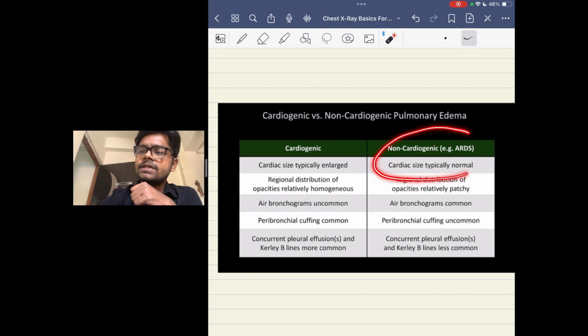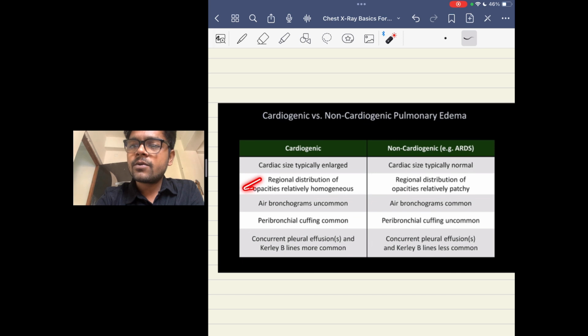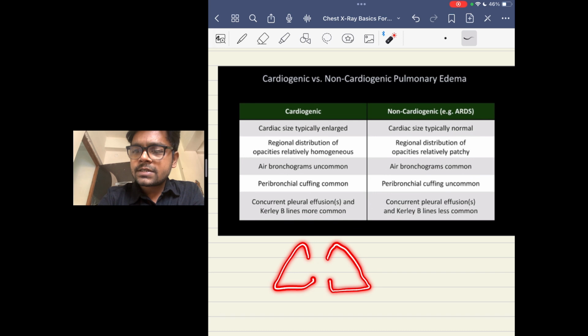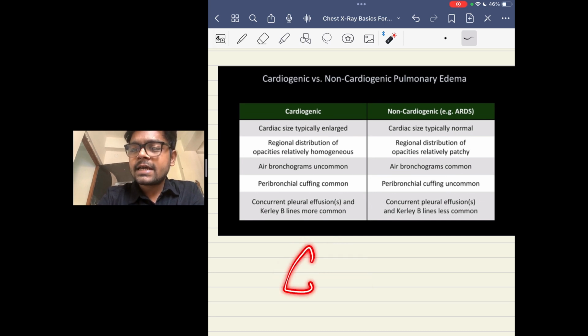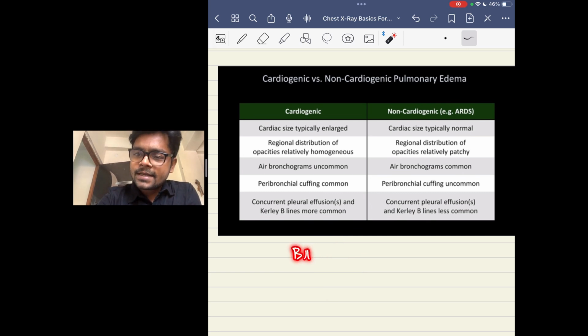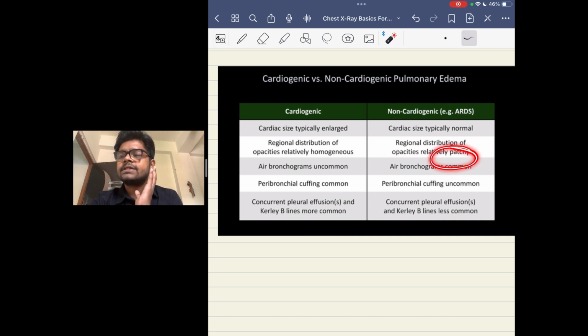So the patient is very sick in ARDS. The distribution of the opacities is relatively homogeneous in ARDS, whereas in cardiogenic, the typical thing to notice is, in the bilateral lung fields, there is bat wing opacity, fluffy opacities near the hilum, right? That is bat wing opacity. This is not specific for cardiogenic pulmonary edema, but it is very commonly seen. And air bronchograms are seen in ARDS, and the distribution of the opacities is diffuse and patchy.